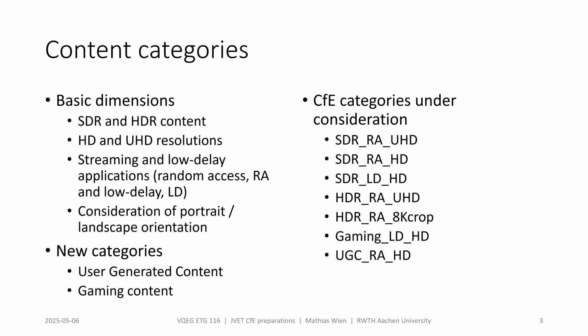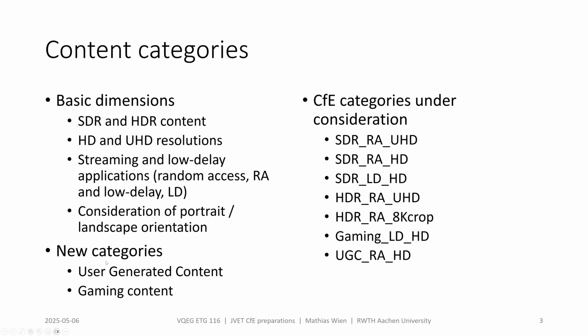So we have come up with a bunch of content categories. Basic dimensions would be SDR content, HDR content, HD and UHD resolutions, applications like streaming and low delay, which would be represented by two configurations, random access and low delay. Also the consideration of portrait and landscape orientation of the videos. So all these kinds of things.